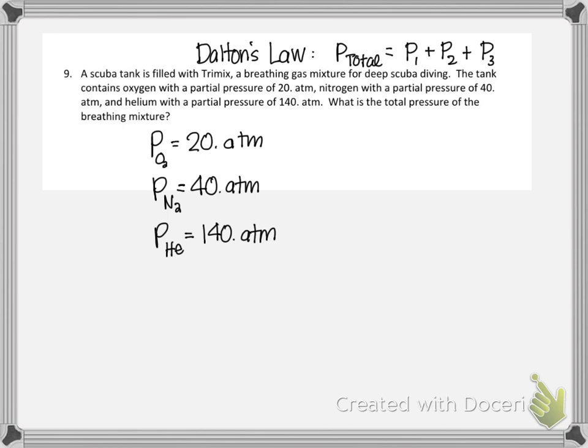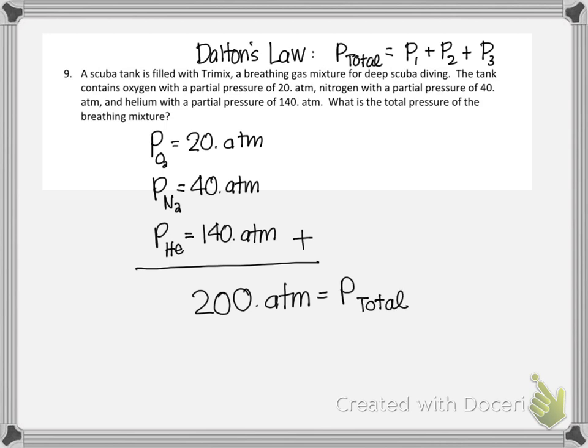So I have 3 gases in my trimix, which makes sense for it to be called trimix. To figure out the total pressure of this mixture, I would simply add up each pressure. So 200 atmospheres would be the total pressure. That's the answer.